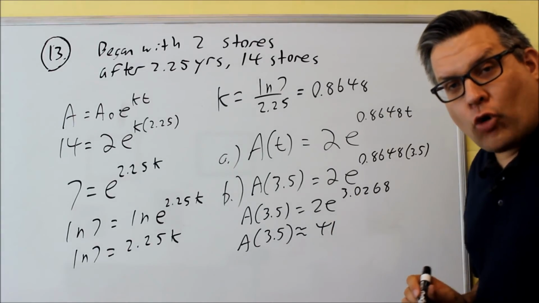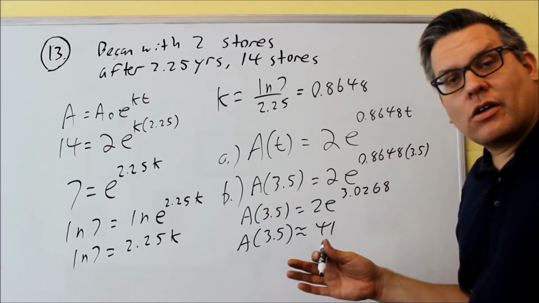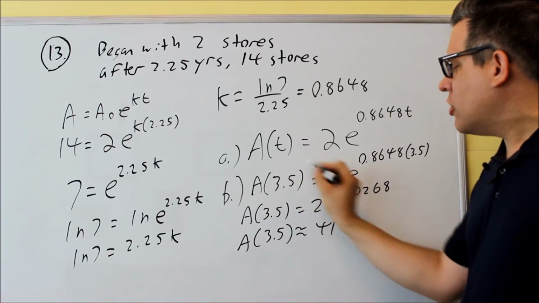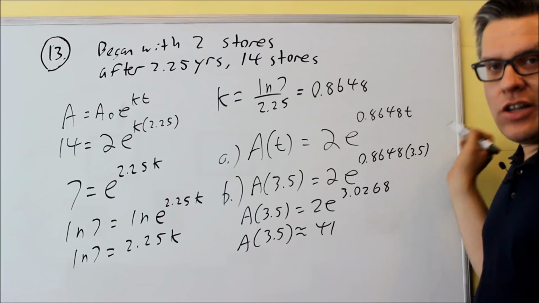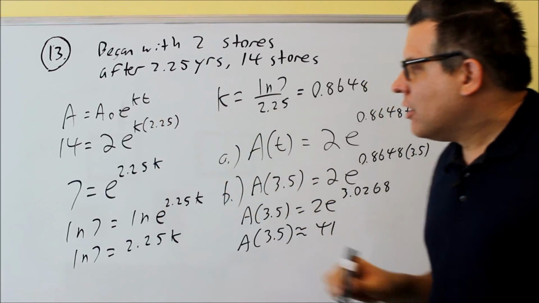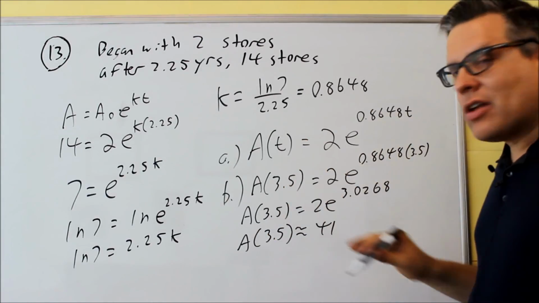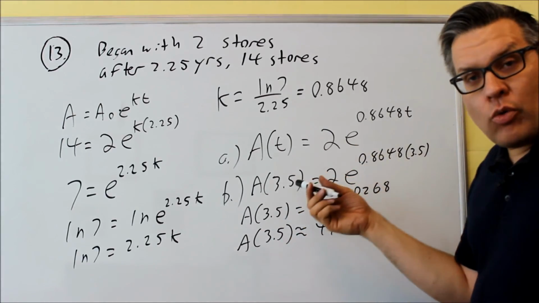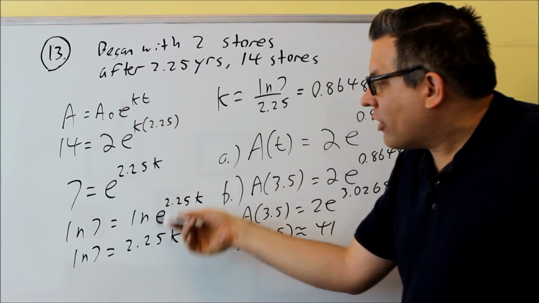So our final answer is going to be 41. Another variation of this might tell you how long it will take to reach a certain number of stores. In that case, you'd have some information that you plug in on this side, and you solve for t, going through the same algebraic steps as you did here for part A. So it could ask you either one of those: something like this sample, or how long it will take to reach a certain number of stores.